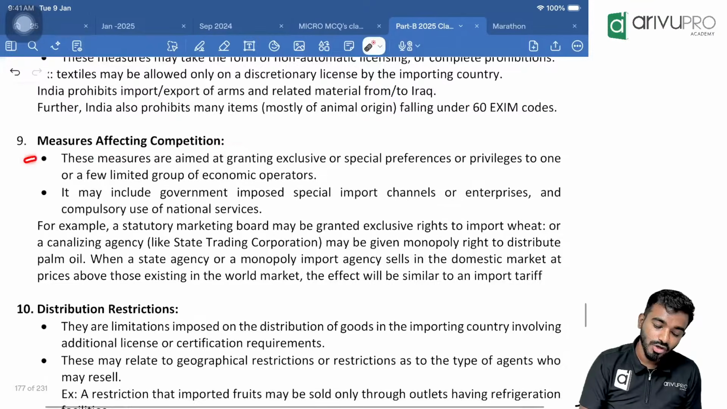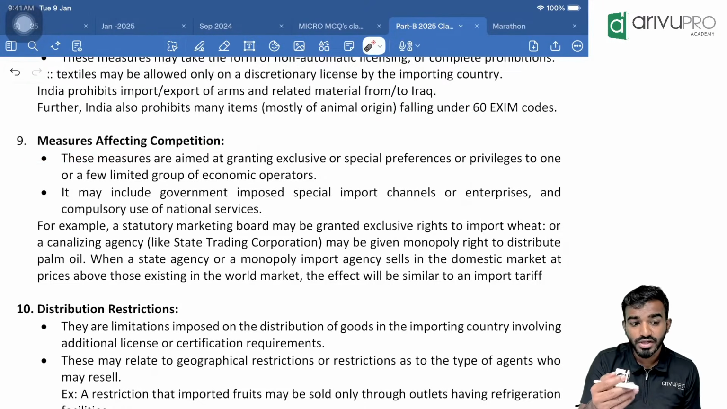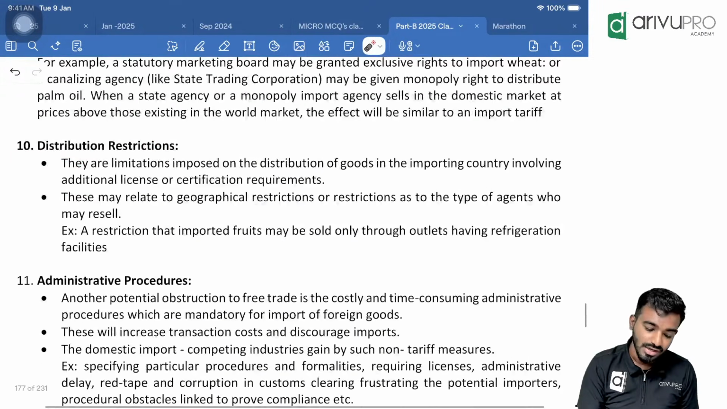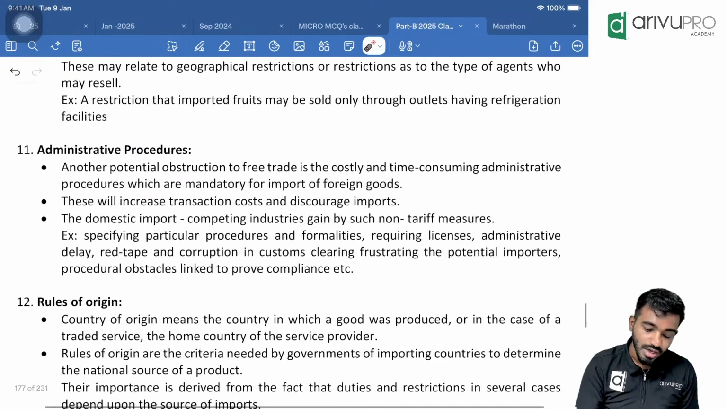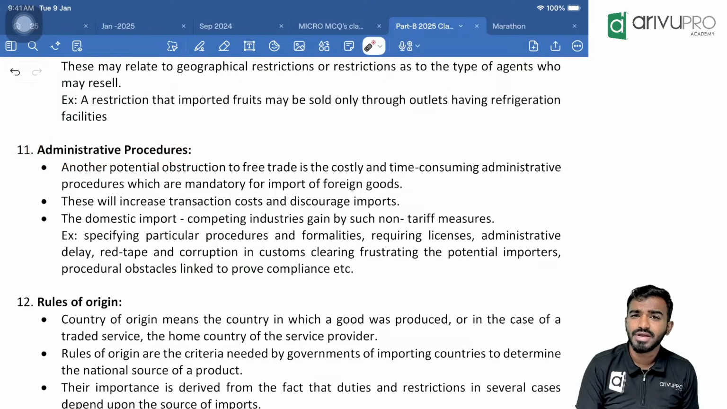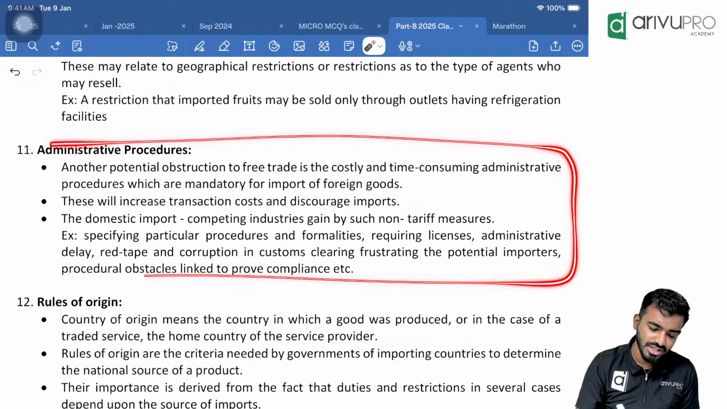And measures affecting competition: I don't give permission, I don't give a license to everyone, only to my own government people, or Adani, Ambani I will give. Not for everyone, only they can import it. Like this, measures affecting the competition. Intentionally, I will create a monopoly for importing and distributing that in the country. After importing, who can redistribute, who should not redistribute. And administrative delay: intentionally making new procedures, new licenses, blah, blah, and all. We are totally frustrating the importer.